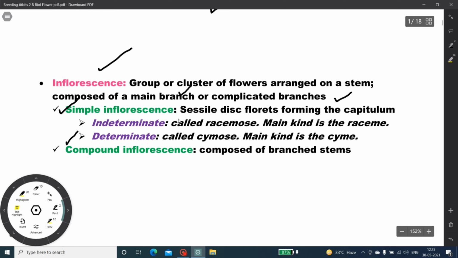The simple inflorescence has sessile disc florets forming the capitulum, which is again subdivided into indeterminate, that is called racemose, and the main kind of indeterminate racemose is the raceme. And the second one is determinate. The determinate inflorescence is called cymose, and the main kind is the cyme. And the second major group is compound inflorescence, that is composed of branched stems.